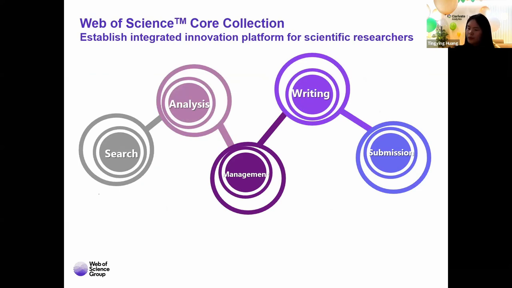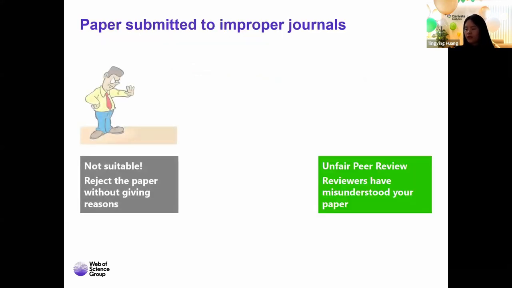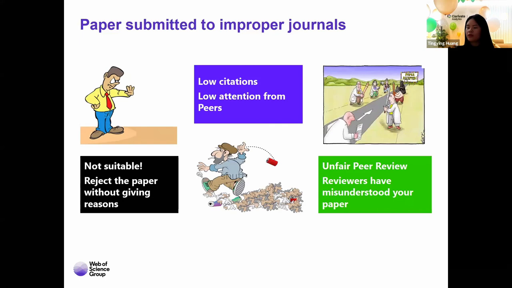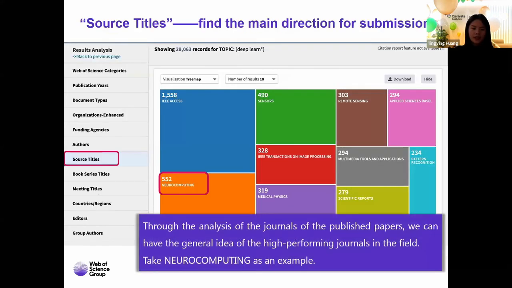If we submit our paper to improper journals, the rate of rejection and unfair peer review might probably increase. How do we find a proper journal for our paper submission? With Web of Science, we can also easily choose proper journals through result analysis. Click the button here, source title.